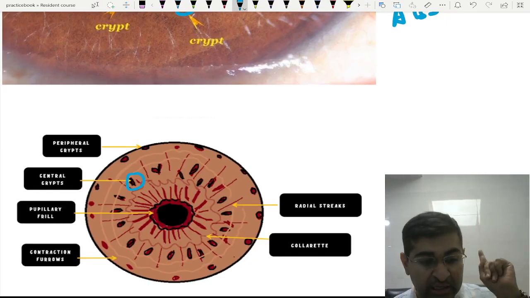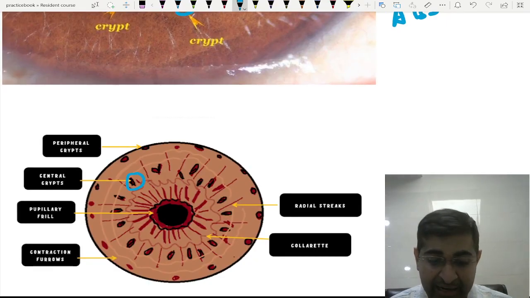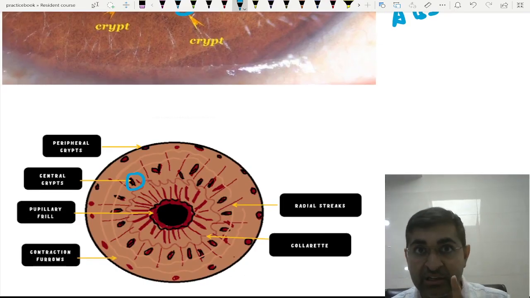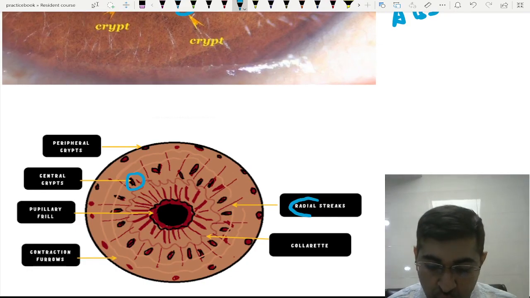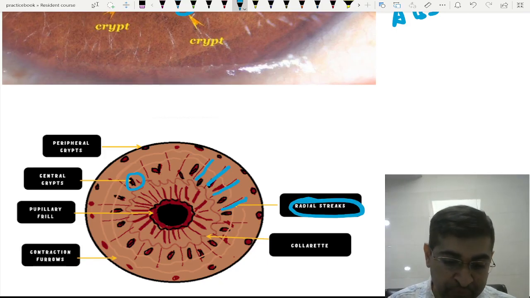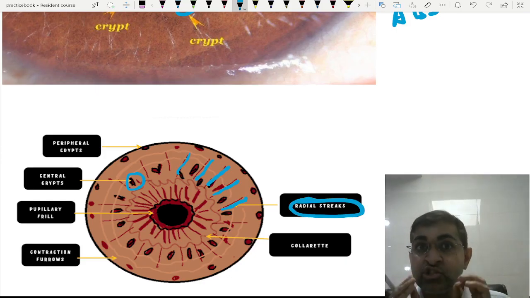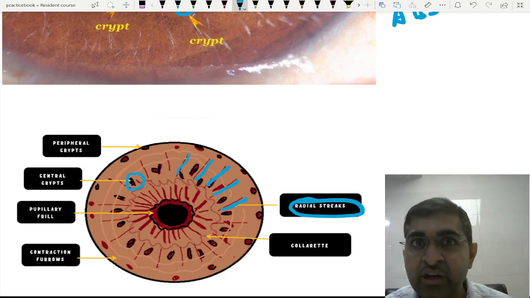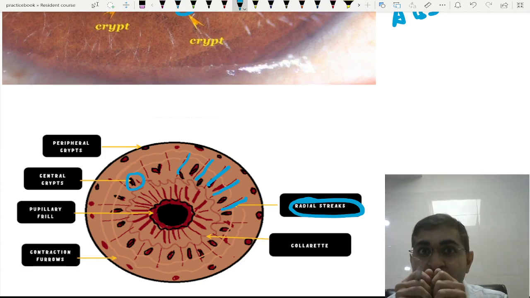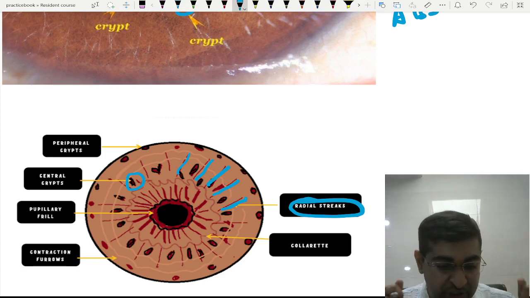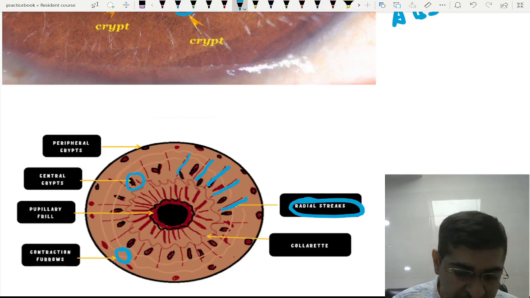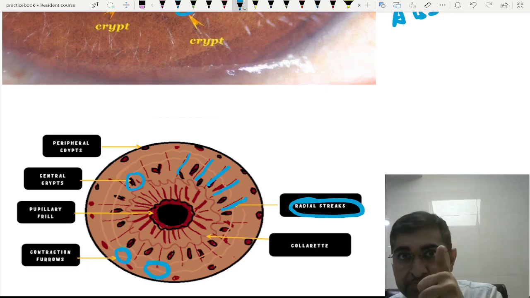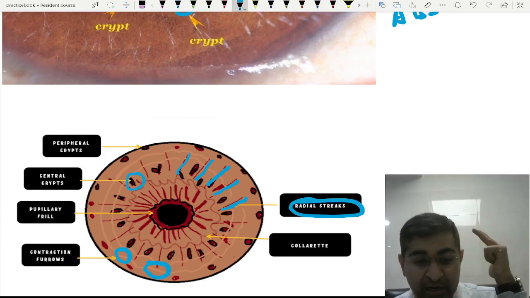Can you see the crypts here? And there are some lines present in the ciliary zone. These are known as your radial streaks. When the pupil dilates, these streaks become wavy. They actually depict the underlying blood vessels of the iris. When the pupil constricts, these streaks become taut, straight. Okay, now these are your furrows. Is it understandable? So we have done crypts, furrows, and radial streaks.